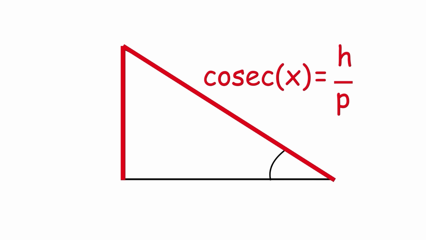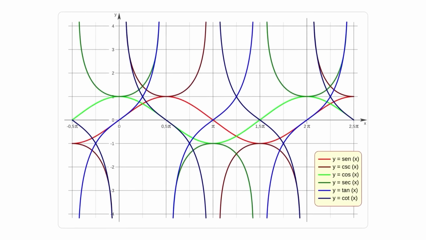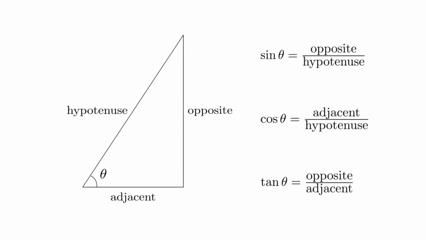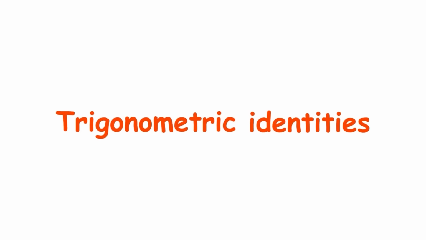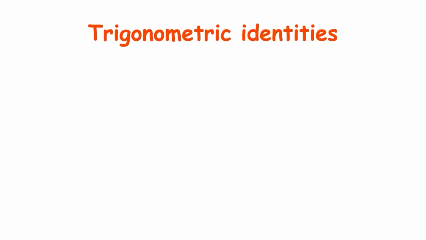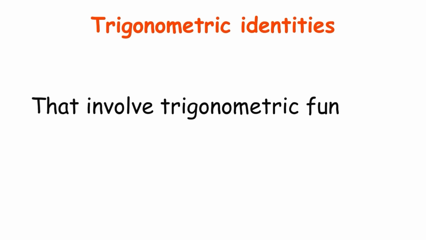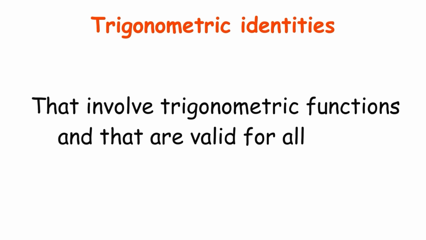The following graph shows the compilation of all the previously analyzed trigonometric functions, highlighting the 6 main trigonometric functions. We cannot talk about trigonometric functions without talking about trigonometric identities. Trigonometric identities are equalities that involve trigonometric functions and that are valid for all values of the variables that are defined on both sides of the equality.